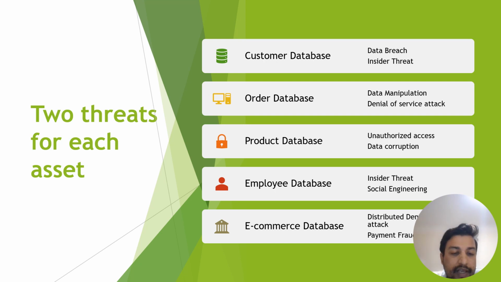The third one is the product database, and the threats can be unauthorized access and data corruption as well. The fourth one is the employee database, where the threats can be insider threat and social engineering threat. On the e-commerce website, the first threat can be a distributed denial of service attack, and the second one can be payment fraud.